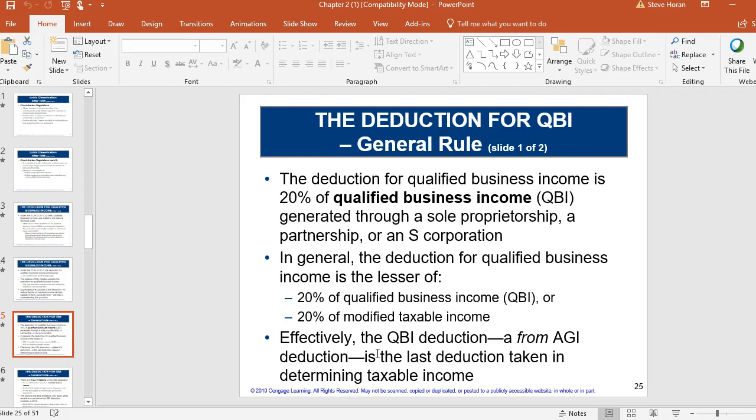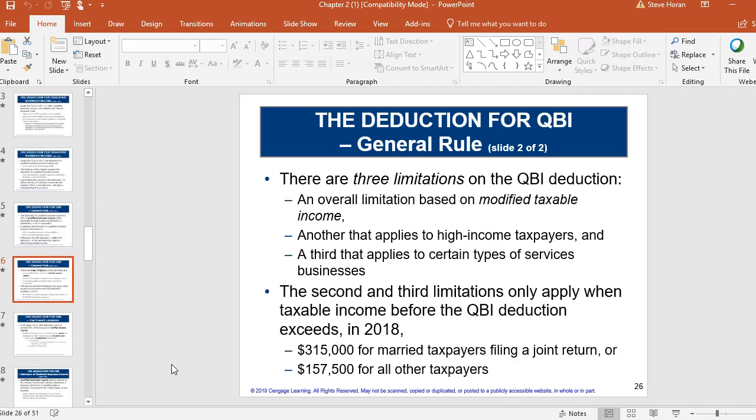Okay, and then in general, the deduction for qualified business income is the lesser of 20% of QBI or 20% of modified taxable income. And this is the last deduction from your AGI, your adjusted gross income. Those of you who just got done with the personal tax class know what AGI is. Basically you start out with your gross income, make all of your deductions, your standard deduction, your exemptions, your itemized deductions if you take those, and you get down to your AGI. Well, this is the last thing before AGI, and so the last step before determining what taxable income is for the owners of an S corp, sole proprietorship, or partnership. So think of it from that lens, and I think that will help you figure it out.